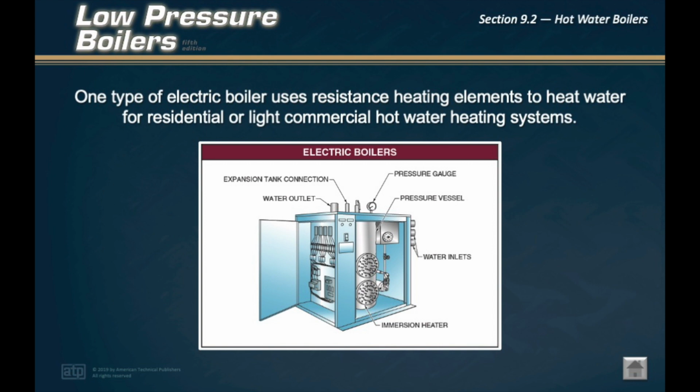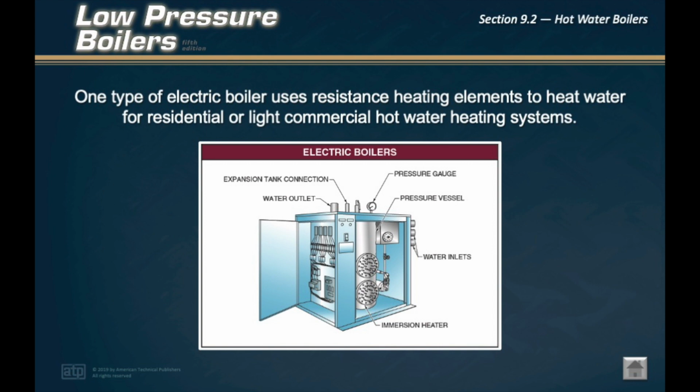An electric boiler is a boiler that uses electrical heating elements to heat water for residential or light commercial hot water heating systems. Electric boilers are classified by water volume and wattage. The heating element used in an electric boiler is an immersion resistance heater.